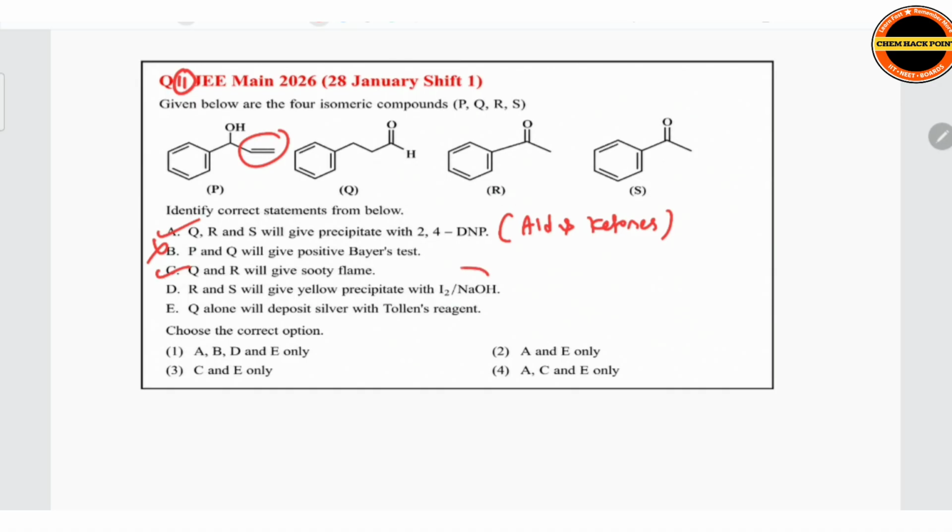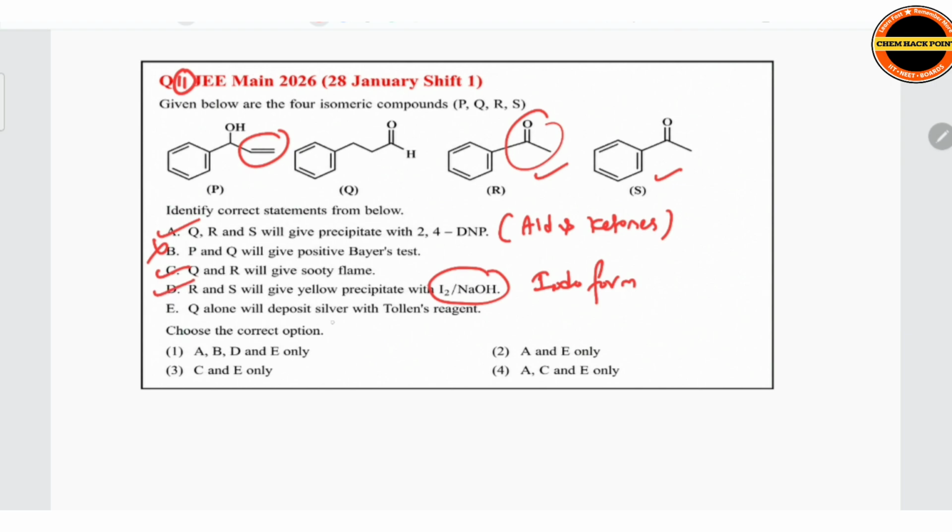It is the iodoform test. Just now we discussed. So here you can see the iodoform test. For R, yes, the CH3CO group is present, yes, it shows the iodoform test. And S also shows the iodoform test. R and S show a yellow precipitate with this.